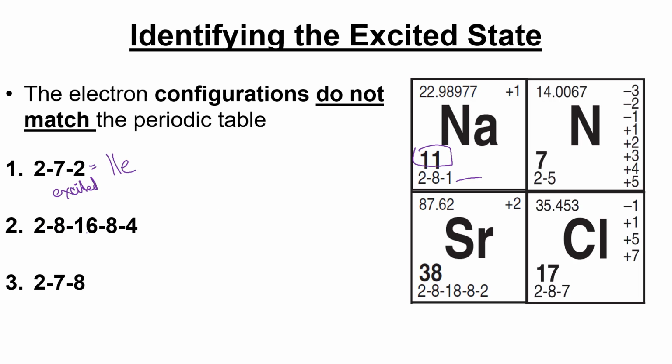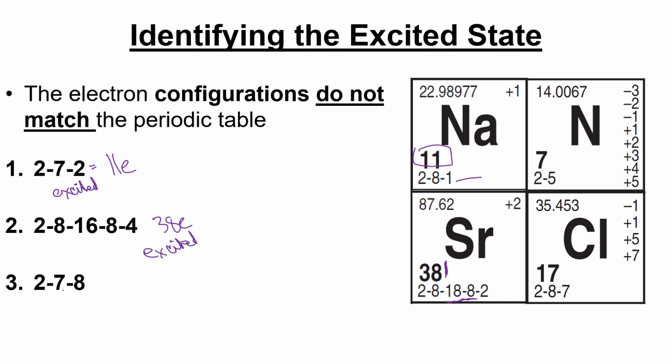2 and 8 is 10, 16 is 26, and 12 is 38. Does 38 electrons, which corresponds to strontium, match this electron configuration here? Heck no. Here it says 18, 8, and 2. Here I have 16, 8, and 4. So this is also excited.